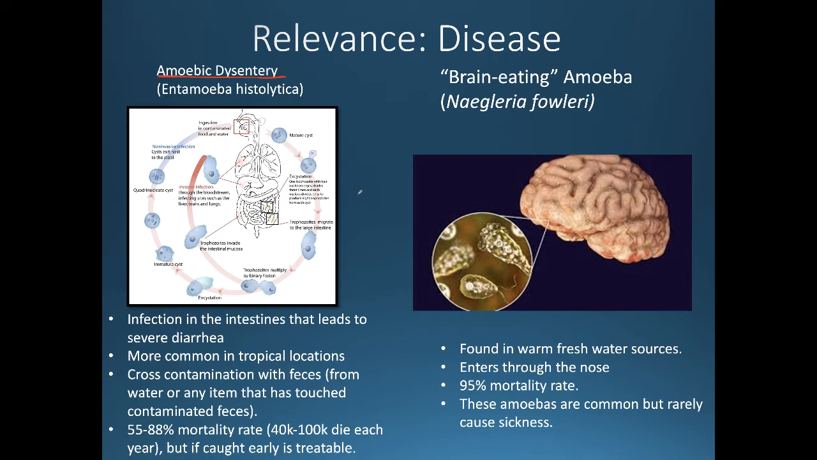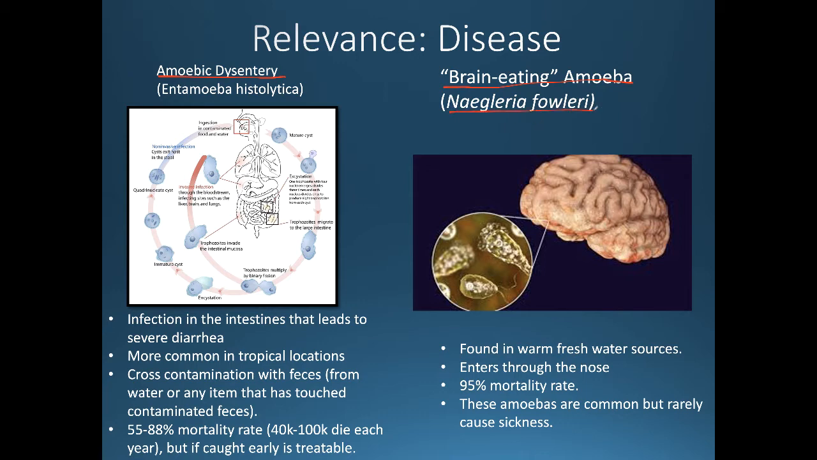But roughly 40,000 to 100,000 individuals die each year from amoebic dysentery. It can be easily treated if it's caught early. This other one is kind of a terrifying one, I think, anytime you see something that says brain eating. But this is a brain eating amoeba, and it will destroy the neurons of our brains. And again, it's caused by Naegleria fowleri.